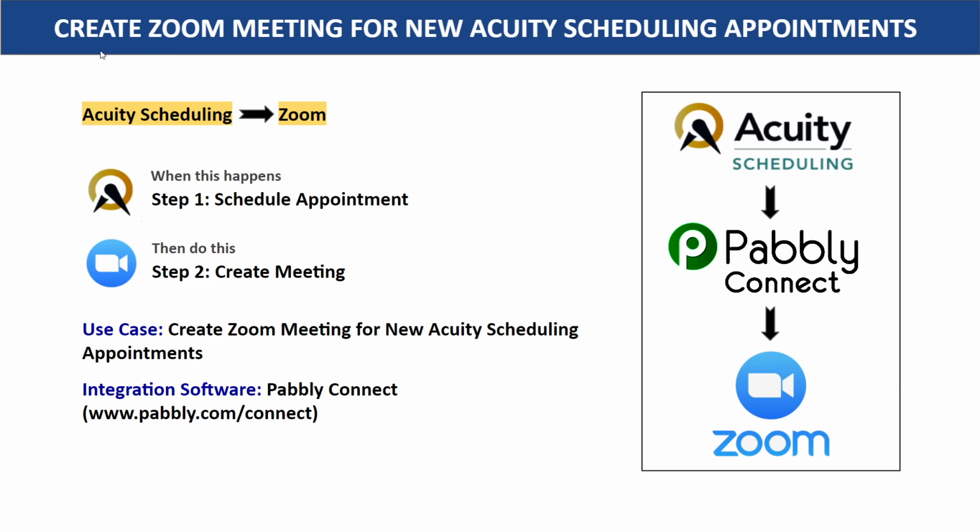Hello everyone. So in this video we will learn how to create a Zoom meeting for new Acuity Scheduling appointments. Imagine you are a chemistry teacher and you're using Acuity Scheduling to schedule the classes. Let's say a guy called John has paid the fees and scheduled an event with you on a particular date. So the idea is that a Zoom meeting will be created on that particular date with John, where you will be taking his chemistry classes.